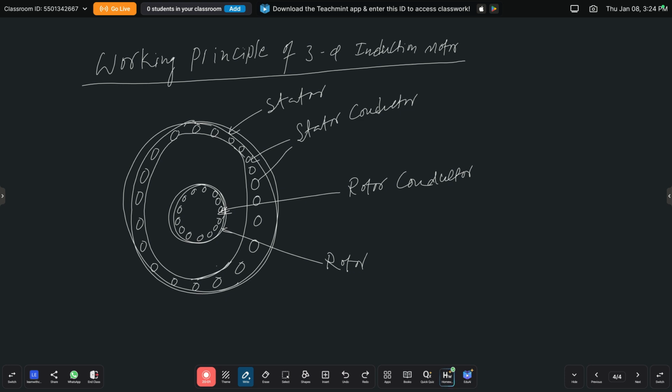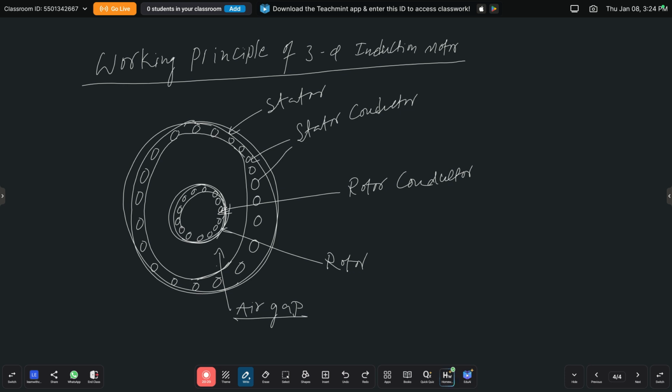This is the stator. This is the rotor. Between these two, some gap is there. This gap is called the air gap. To rotate the rotor freely, we maintain some gap between stator and rotor. This gap is called the air gap.